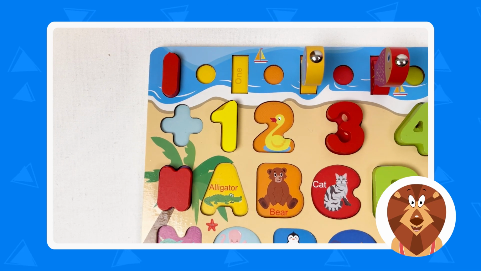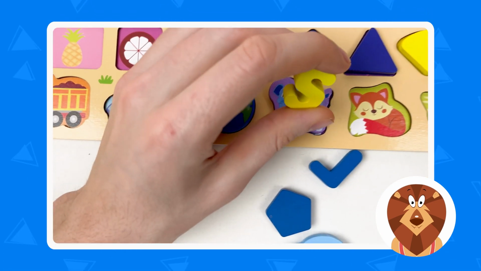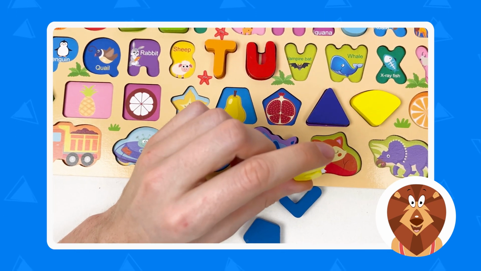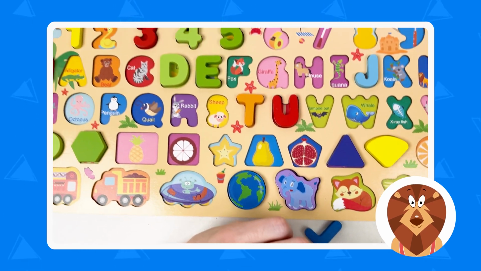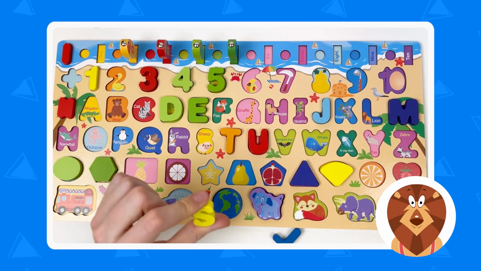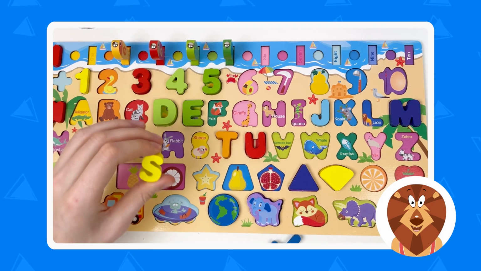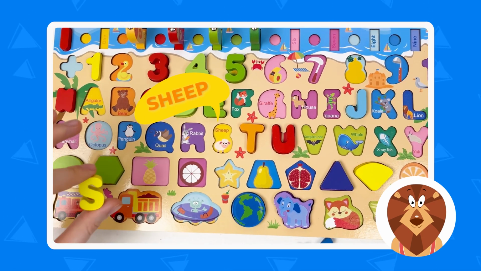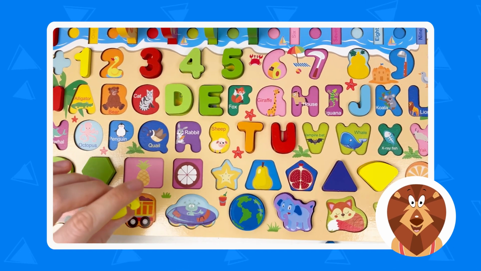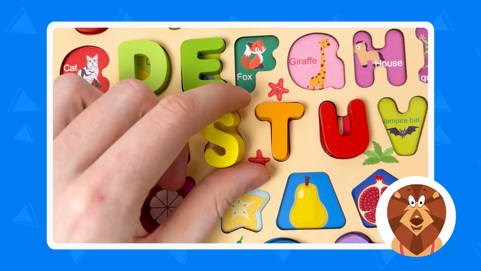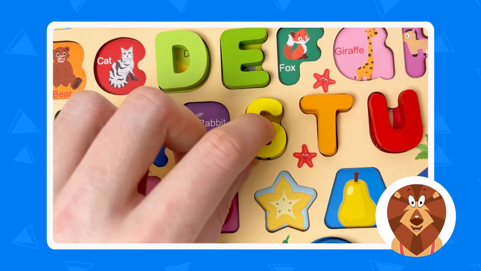Great, well done. So then let's take the letter S, and let's see where we can place in our alphabet. Okay, so we have a lot of letters here. So letter S, and we need to find the ship. Can you see the animal called ship? Can you see it? Yes, it's here. Great. We can place it here, that is S.